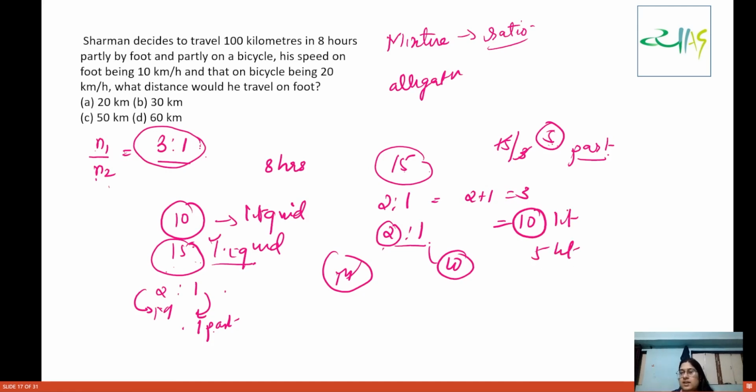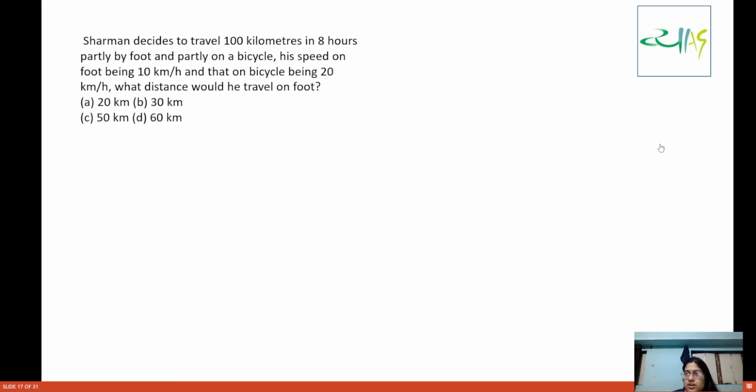5 liters of water. In the 15 liters of liquid you have 10 liters of milk and 5 liters of water. Now this 10 is to 5 is what? 2 is to 1. This is the ratio we were getting, and 10 plus 5 is 15. So this is how we do it. I hope you are able to understand what ratio is.